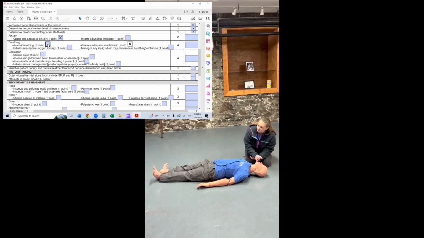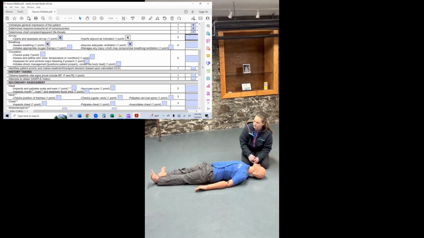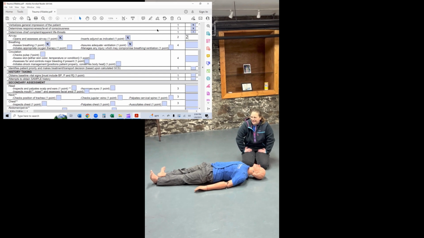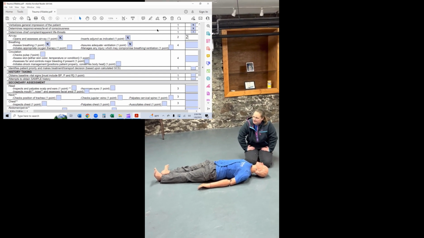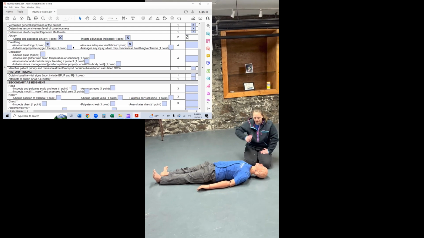While I'm checking that, I'm gonna go ahead and put in an oropharyngeal airway to keep his airway open since he's unresponsive. Does he accept the OPA? We'll assume yes. And did I get a respiratory rate? Respiratory rate is 14. Okay, respiratory rate of 14.